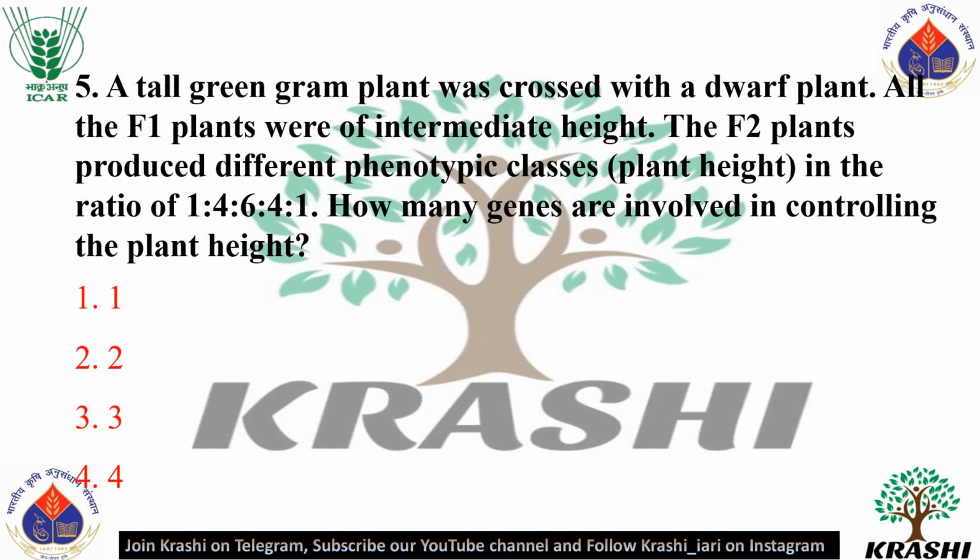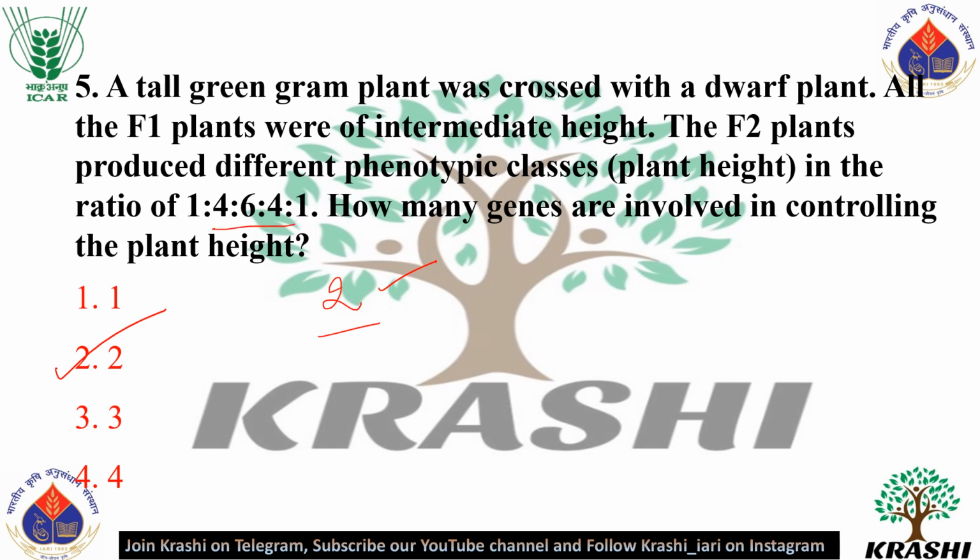Question number 5. A tall green gram plant was crossed with a dwarf plant. All the F1 plants were of intermediate height. The F2 plants produced different phenotypic classes in the ratio of 1:4:6:4:1. How many genes are involved in controlling the plant height? So here 2 genes are controlling the character, that is option number 2, because only a part of the trait is expressed by a single dominant allele. The phenotype of offspring depends on the number of dominant alleles, so 2 genes are there which represent the following ratio.